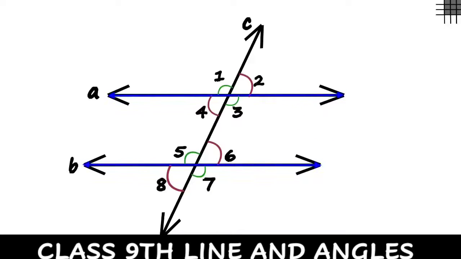So if lines A and B are parallel, we can see that angles 1, 3, 5 and 7 are equal and angles 2, 4, 6 and 8 are equal.